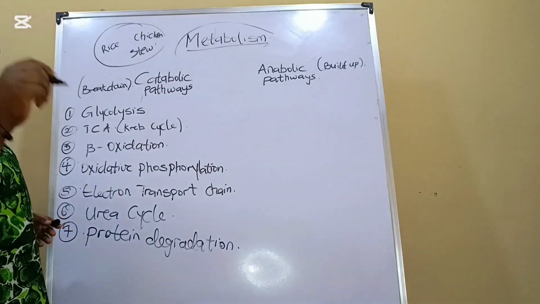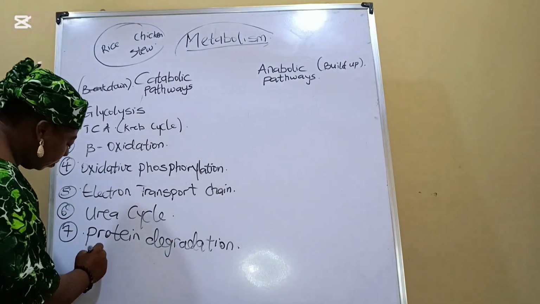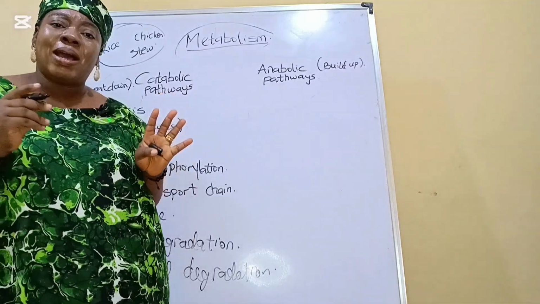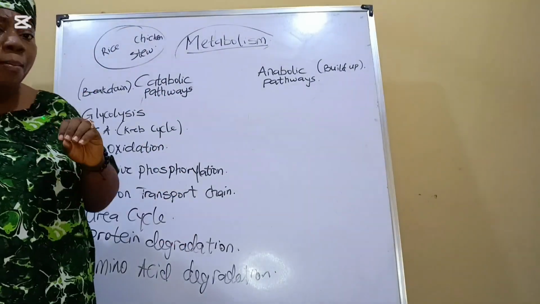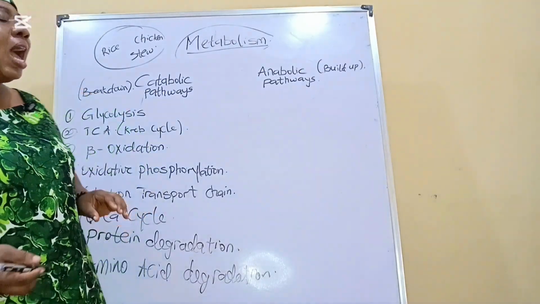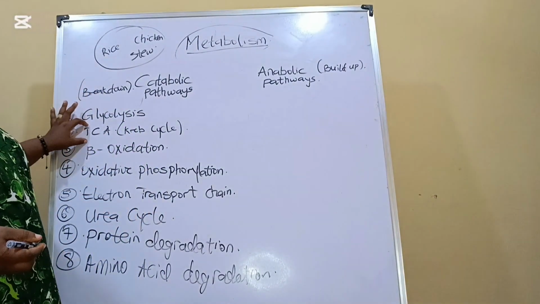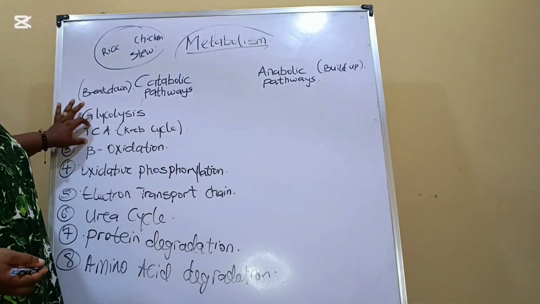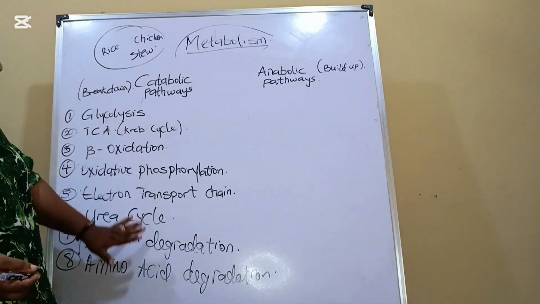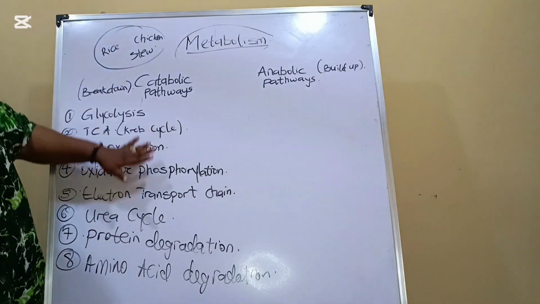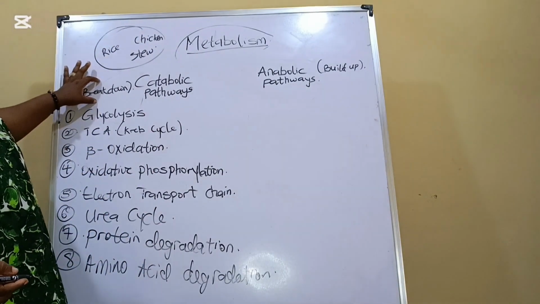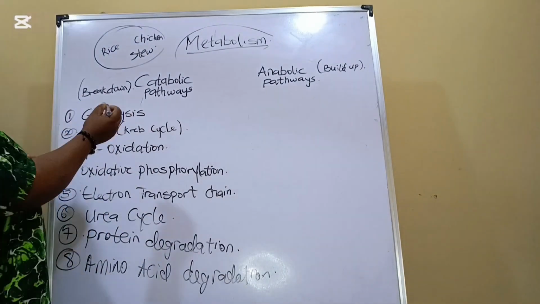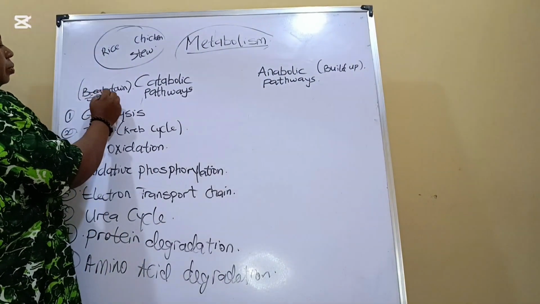Another pathway is amino acid degradation. It helps us to break amino acids down into their carbon skeletons. These carbon skeletons will now enter into the Krebs cycle, the citric acid cycle. So these are catabolic pathways, which involve the breakdown and also generation of energy.